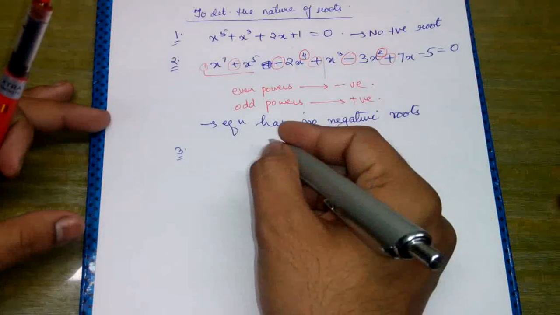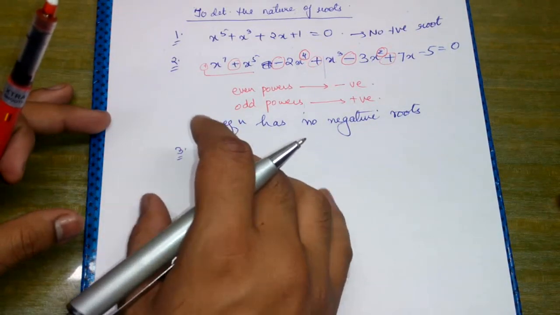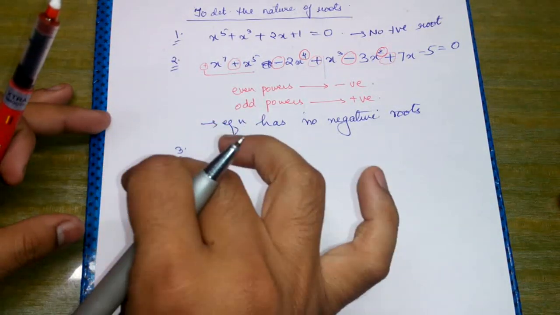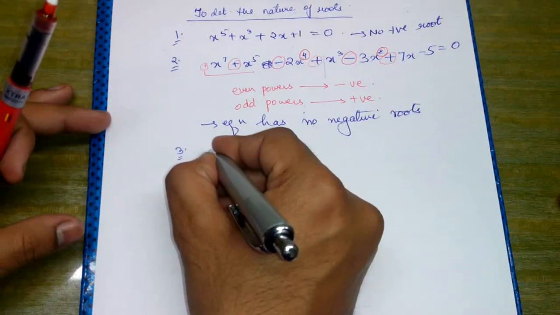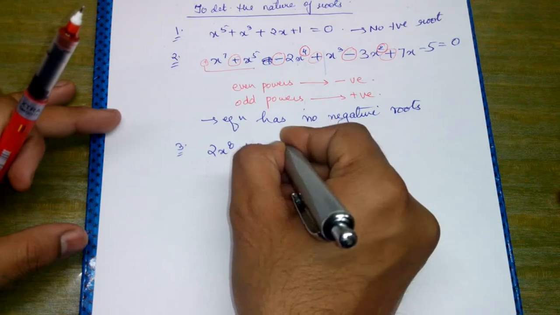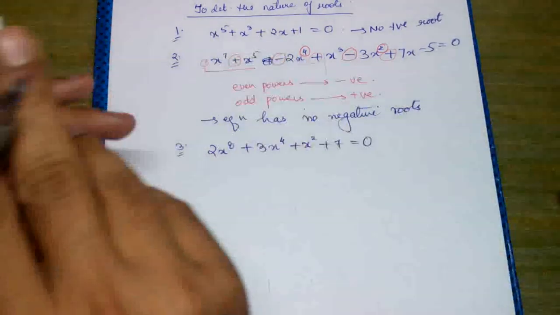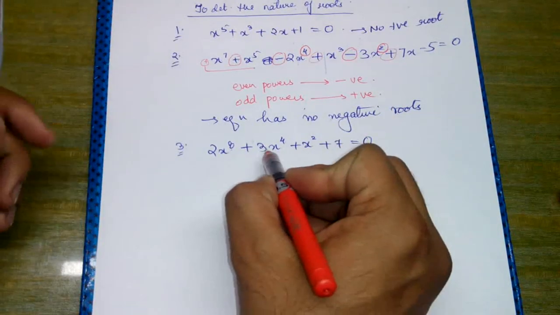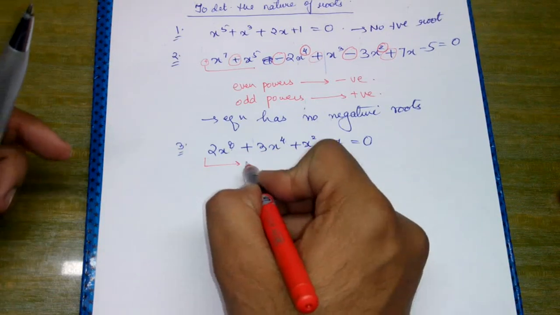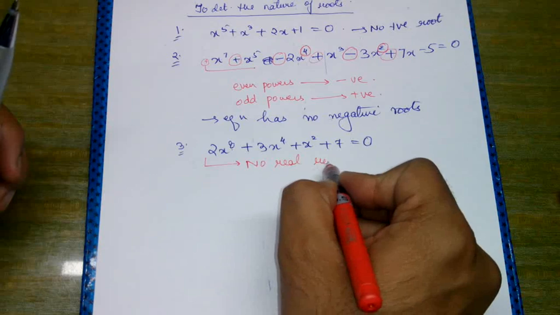The third important point is that if the equation contains only even powers of x and all the coefficients are of the same sign, then the equation has no real root. मतलब all powers are even. For example, 2x to the power of 8 plus 3x to the power of 4 plus x square plus 7 is equal to 0. Now this contains only the even powers of x and all the coefficients are having the positive sign. So this will have no real root.